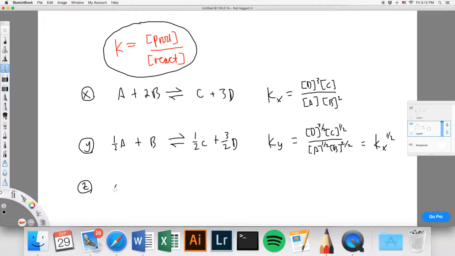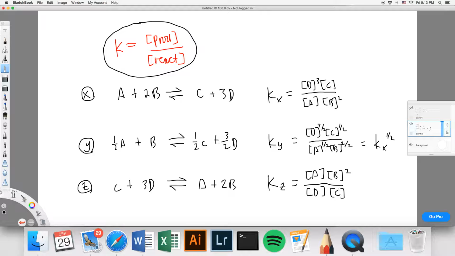Let's do another one. Let's say C plus 3D is in equilibrium with A plus 2B. What is the equilibrium constant for this reaction? Please pause the video here and write it out. Okay, let me suppose that you did pause the video, and I'm going to say that it is A times B squared over D and C. What is D raised to? The 3, right? Okay, can you see that this is Kx to the minus 1?